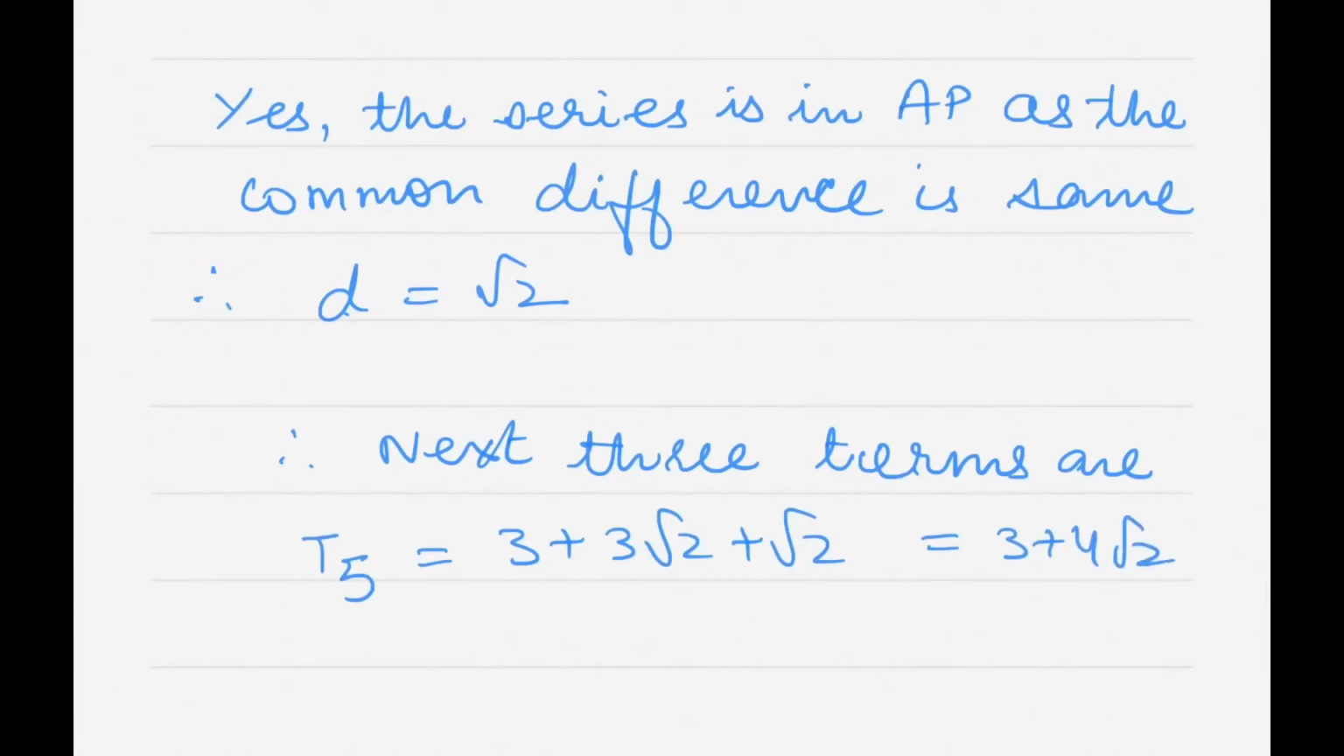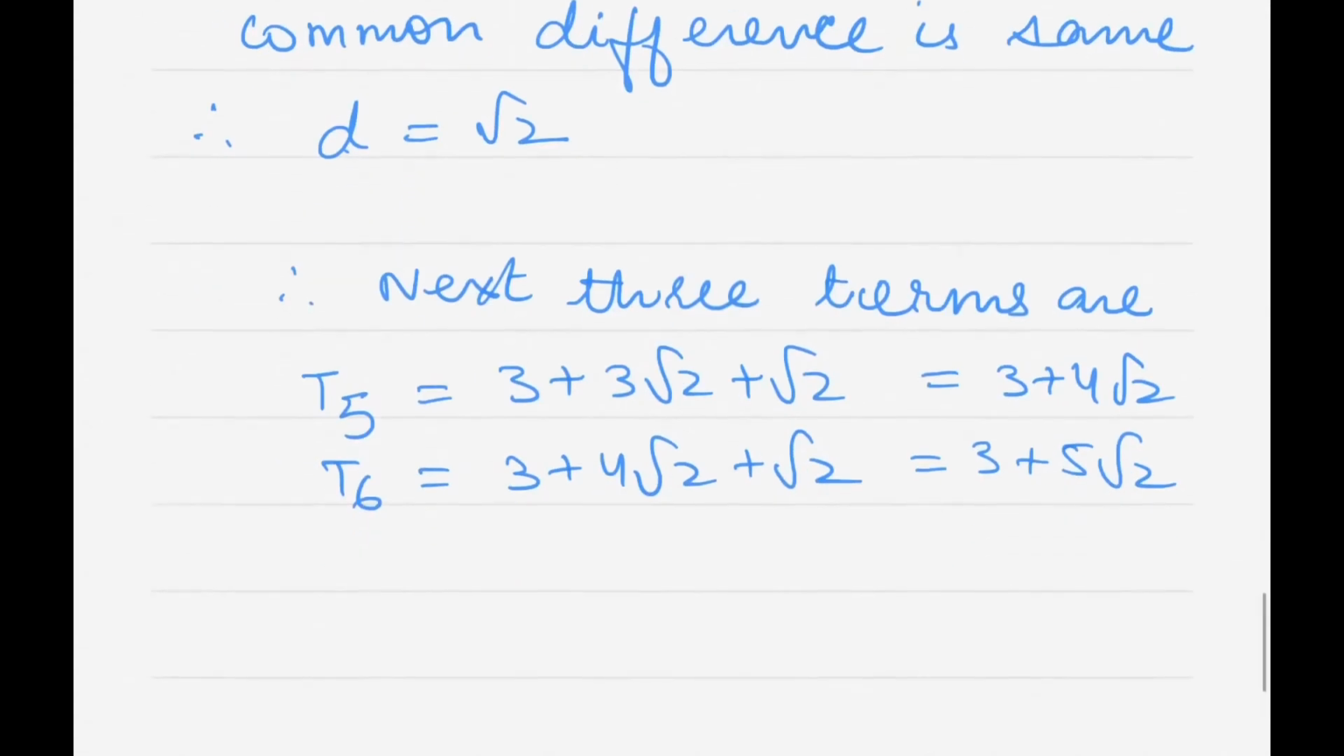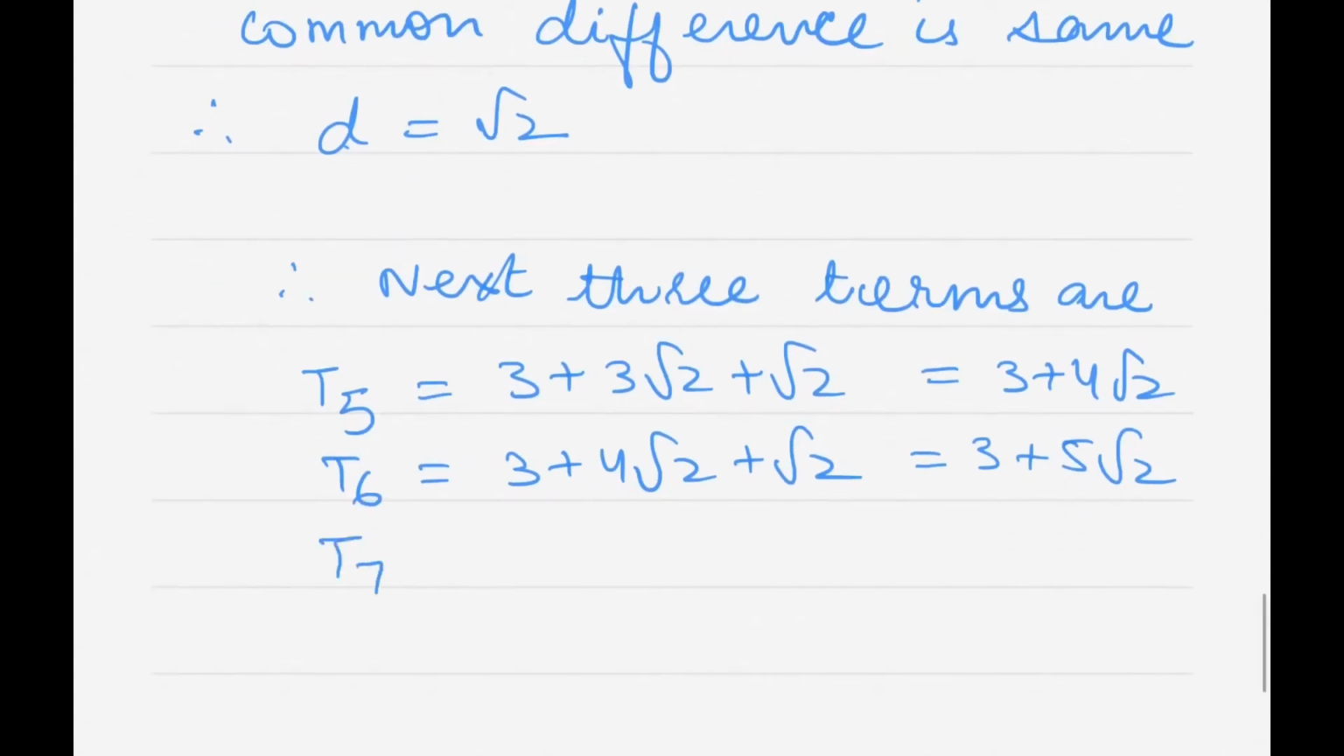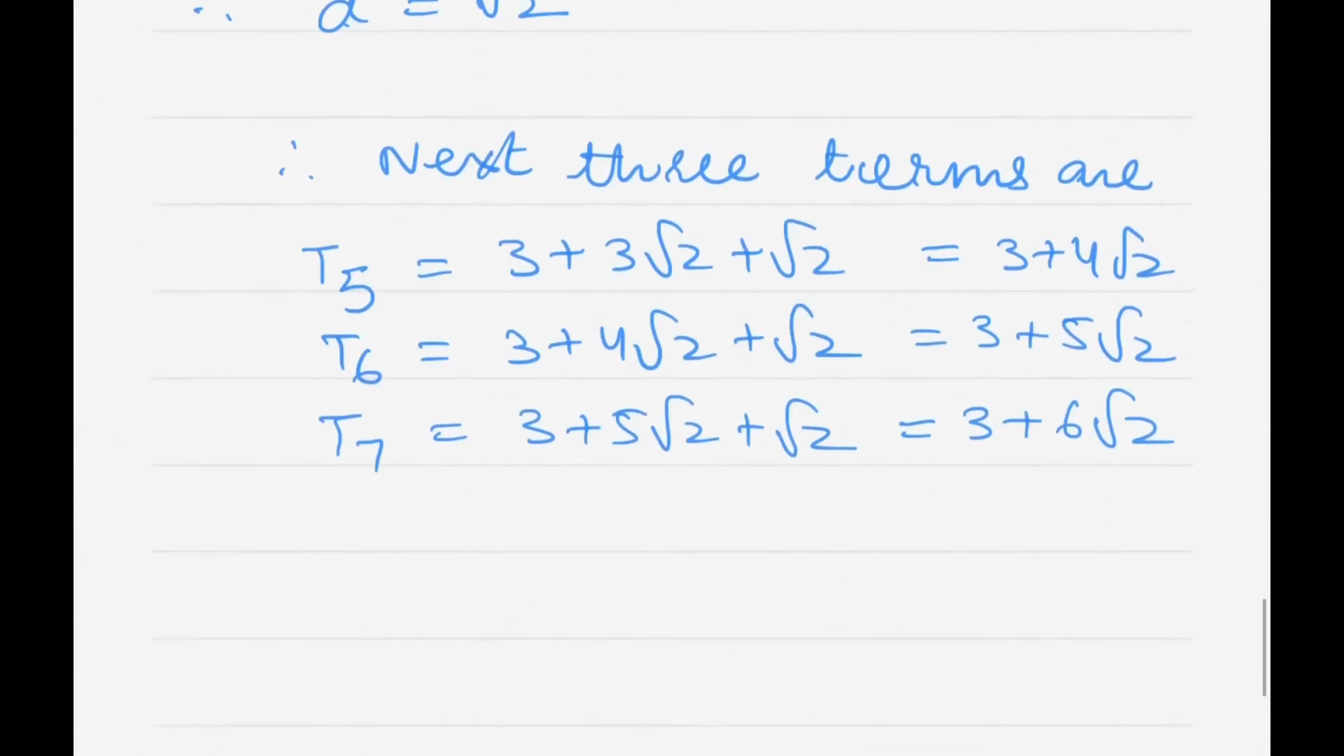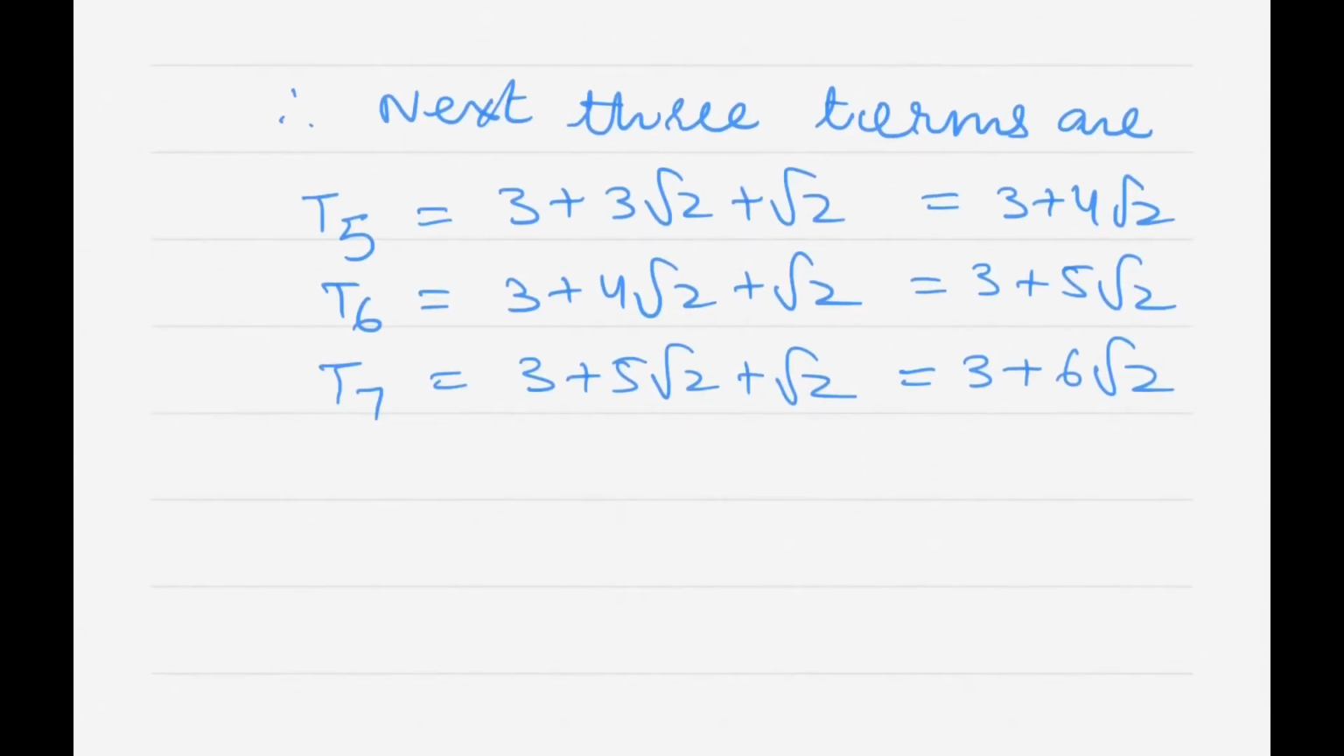Now T6 will be 3 plus 4 root 2 plus root 2, so this is 3 plus 5 root 2. Then seventh term will be equal to 3 plus 5 root 2 plus root 2, so this gives me 3 plus 6 root 2. So done, we have found out all the next 3 terms. Now let's move to next part.